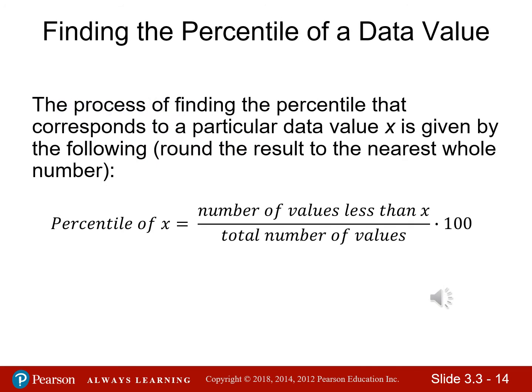The process of finding the percentile that corresponds to a particular data value x is given by the following. The percentile of x equals the number of values less than x divided by the total number of values, multiplied by 100. With a percentile, you will want to round to the nearest whole number.